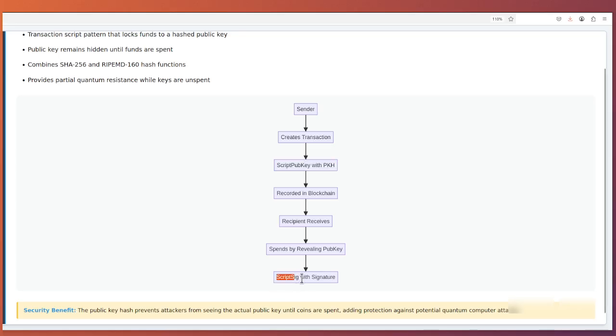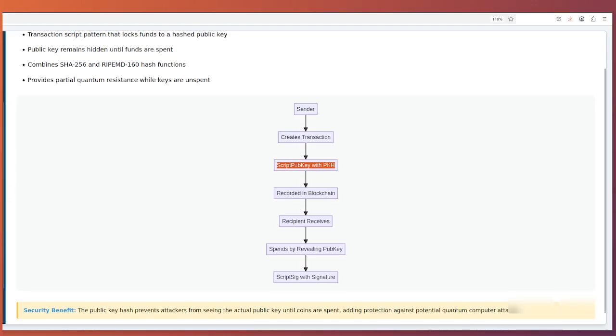The ScriptPubKey essentially says whoever can provide a public key that hashes to this specific value, and can provide a valid signature from the corresponding private key, can spend these coins. This creates a challenge-response mechanism that is both elegant and secure.